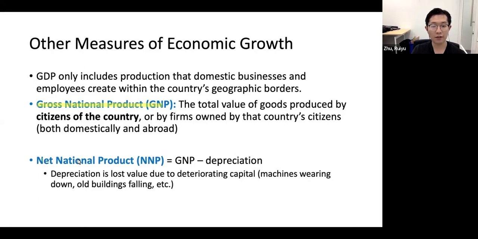Also, we have the net national product, which is GNP minus depreciation, because as time goes by, our capital, like buildings and machines, will depreciate, right? The machines will wear down, buildings will fall. That will be some cost, so we need to adjust for that cost in our values produced. To adjust, we use the total value produced minus that depreciated value to get the net national product.